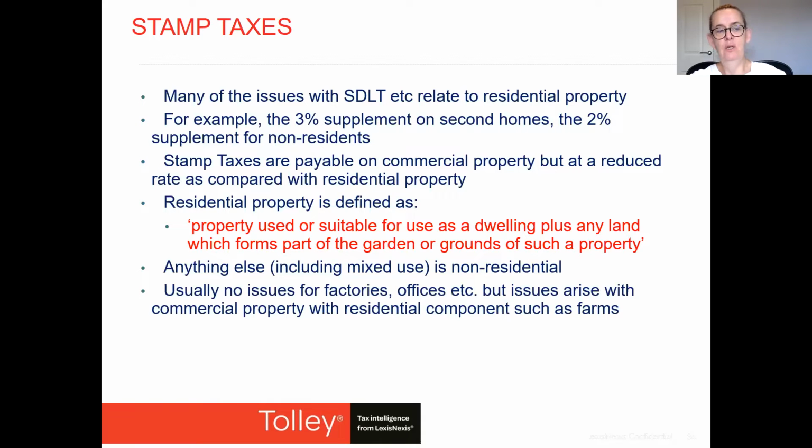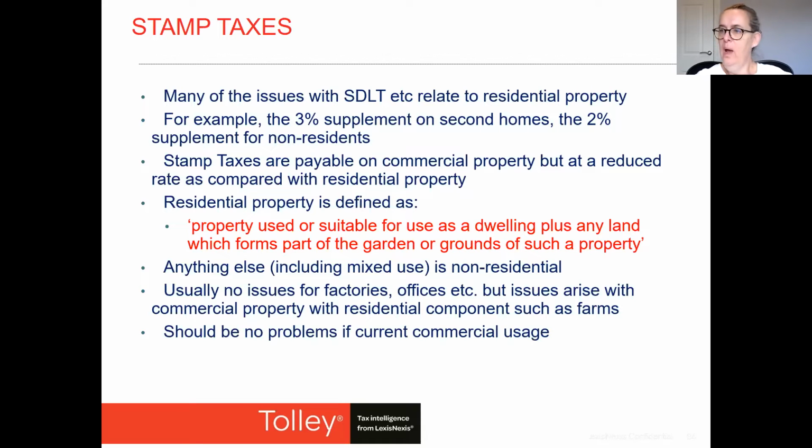The kind of issues that we have problems with are going to be commercial property where there is a residential component, and the most obvious one is with farms. In reality, you are not going to see a problem where you are buying a residential property with land associated with it where there is current commercial usage.